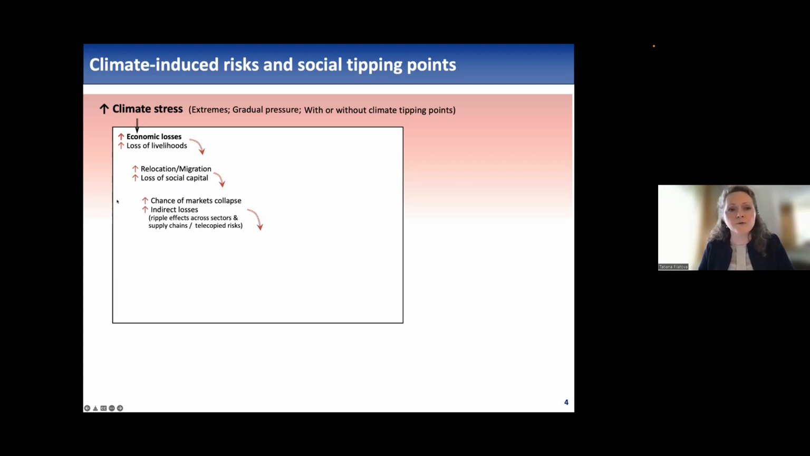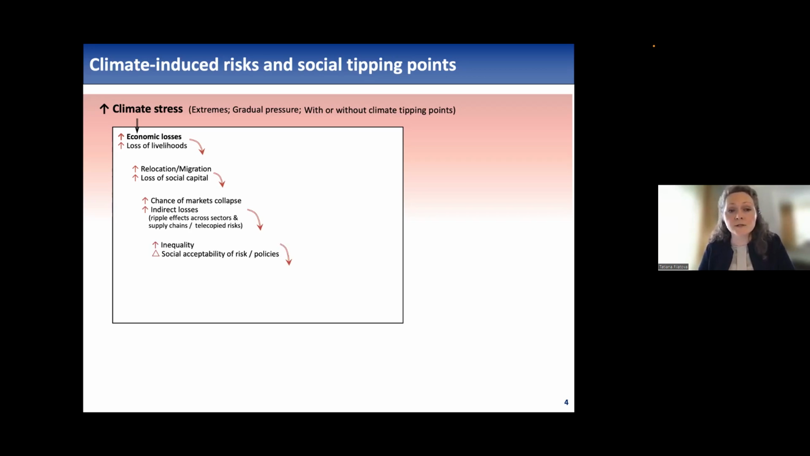These effects further could create indirect impacts on the markets, leading sometimes to market collapses, the entire market collapses or structural shifts in those. There are also indirect losses throughout the different economic sectors, not only in the region where the climate impacts are felt, but also through the trade networks throughout the country or even the globe, depending on the impact.